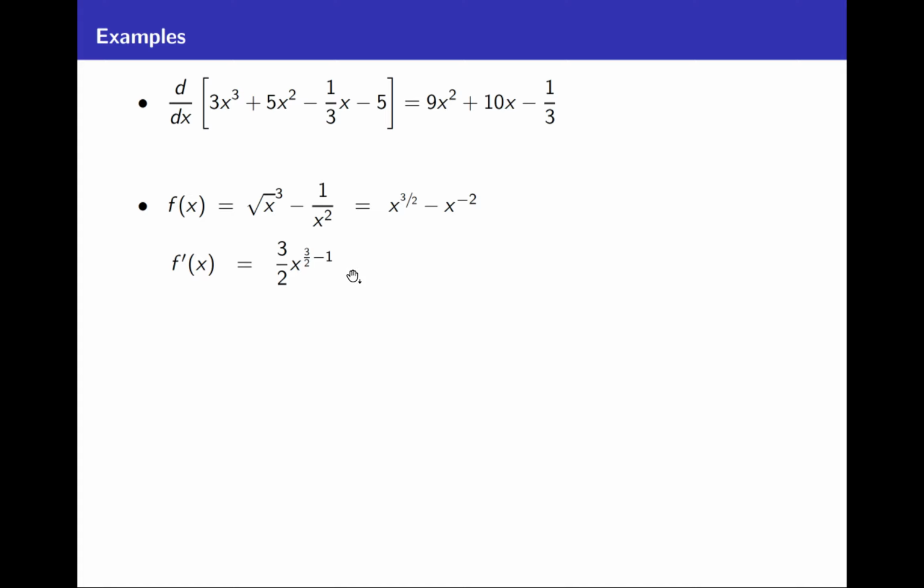Then we have a minus, so we'll have a minus there, times the derivative of x to the minus 2, and the power rule tells us the derivative of x to the minus 2 is minus 2 times x to the power of minus 2 minus 1. So cleaning this up, we get 3 halves x to the power of 1 half. 3 halves minus 1 is 1 half. Minus times minus is positive, and then 2x cubed, x to the power of minus 3.